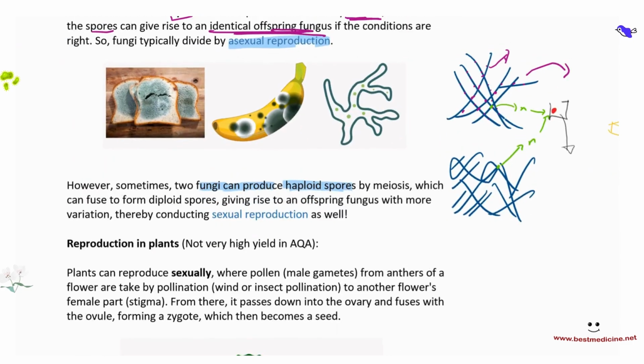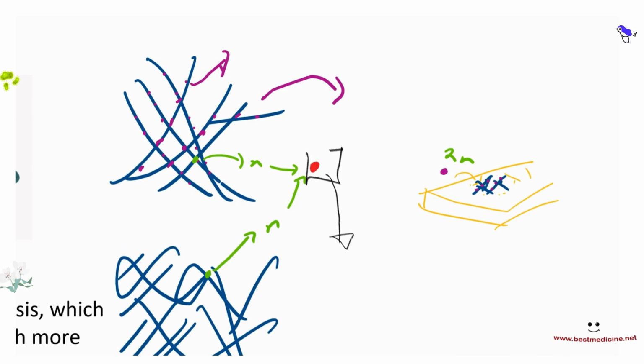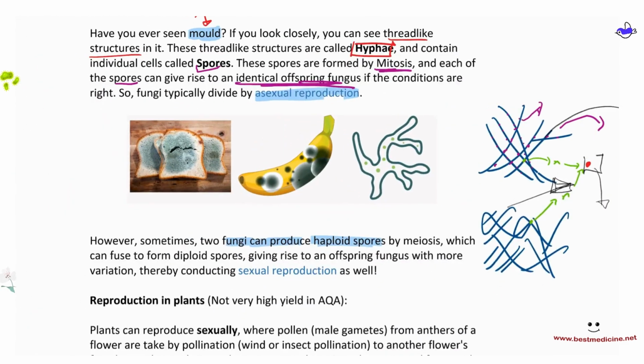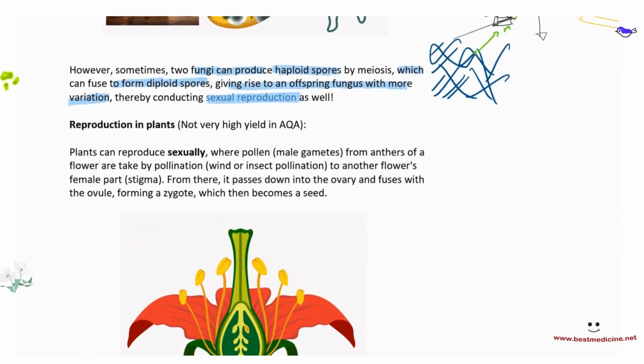So what we've discovered now is that fungi reproduce asexually and sexually, right? Both. These haploid spores fuse to form diploid spores, giving rise to an offspring fungus with more variation, thereby conducting sexual reproduction. Okay? Reproduction in plants, this is not very high yield.